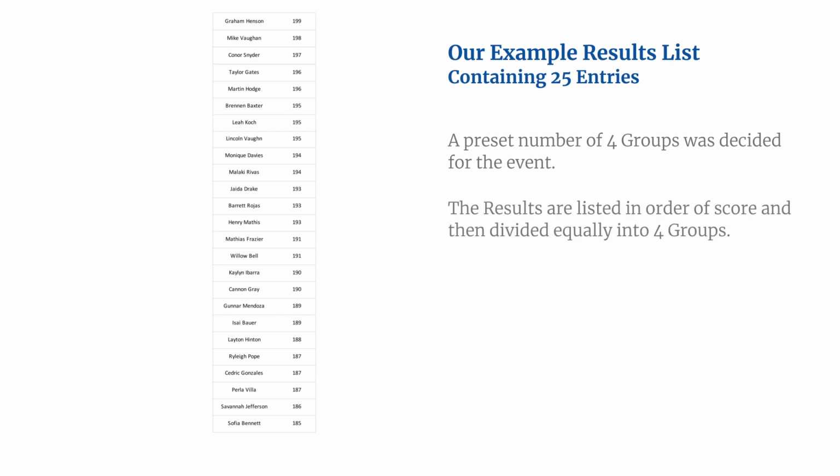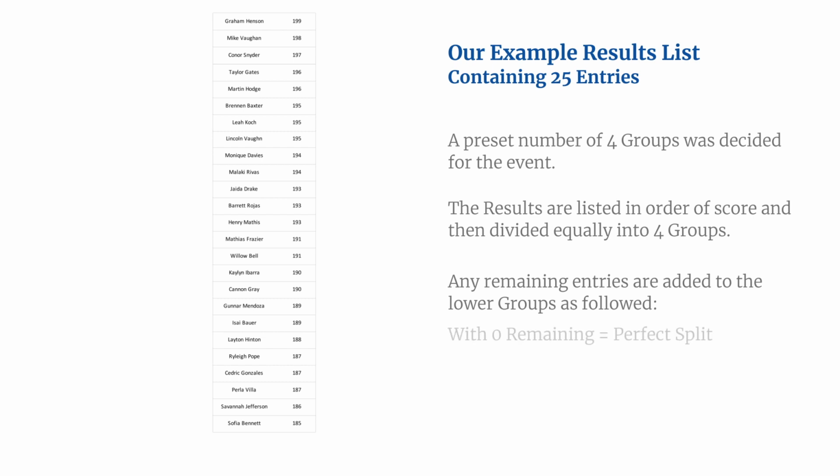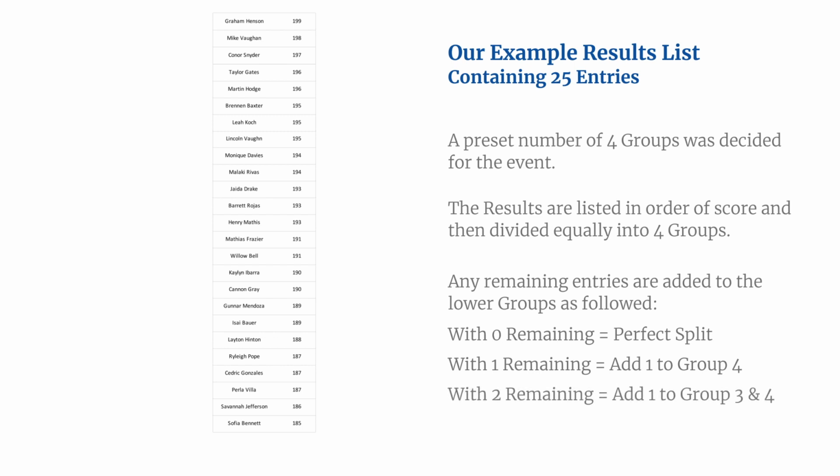The results are in order of scores and will be divided equally into 4 groups. Any remaining entries are added to the lower groups as follows. If you have no remaining, then you have a perfect split. If you have 1 remaining, add 1 to group 4. If you have 2 remaining, add 1 to group 3 and 4. If you have 3 remaining, add 1 to group 2, 3 and 4.